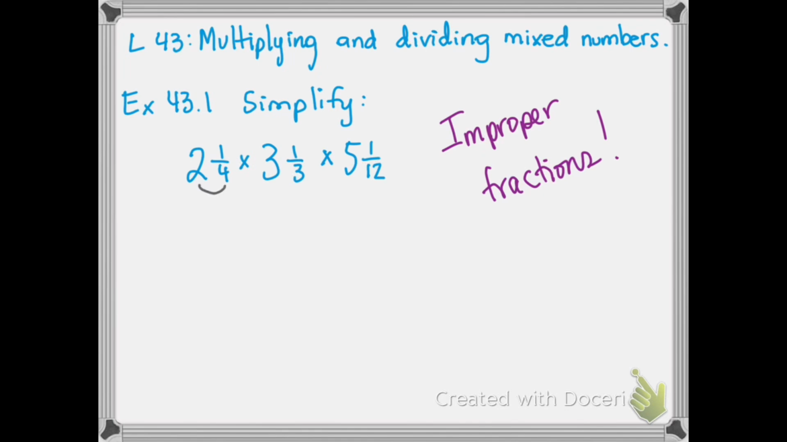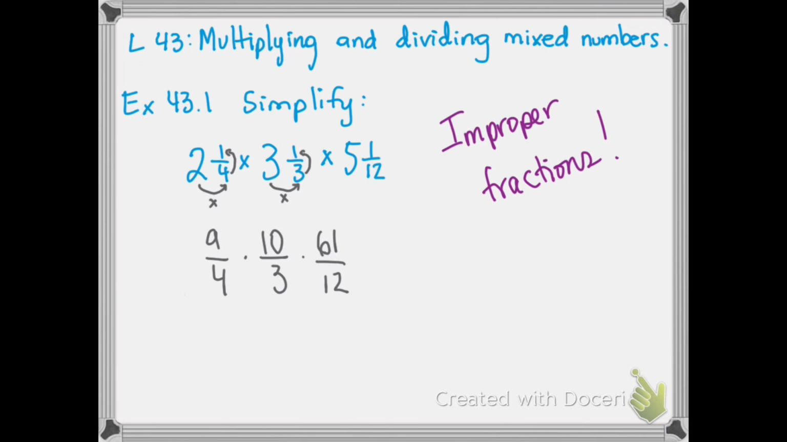Remember, you multiply 2 times 4 and then you add the 1. And you do that the same for all of them. 2 times 4 is 8 plus 1 is 9/4. 3 times 3, 9 plus 1, 10/3. And 5 times 12, 61/12. Now remember that before we multiply, we're going to reduce what we can.